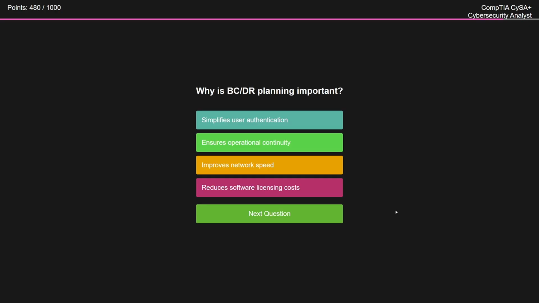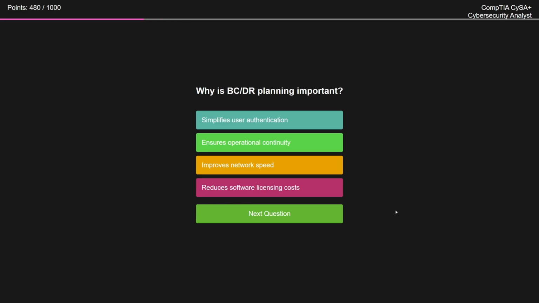Why is business continuity and disaster recovery planning important? Does it simplify user authentication, ensure operational continuity, improve network speed, or reduce software licensing costs?